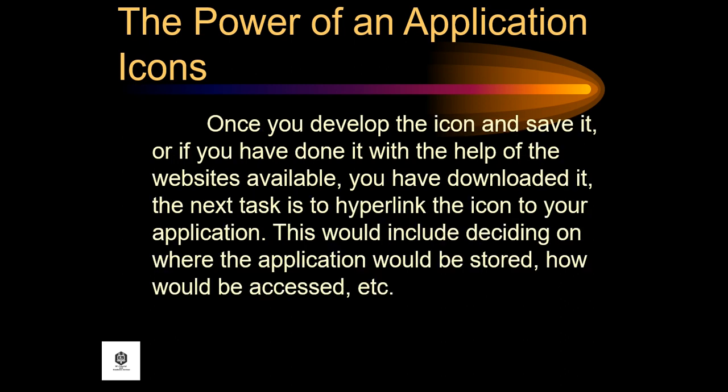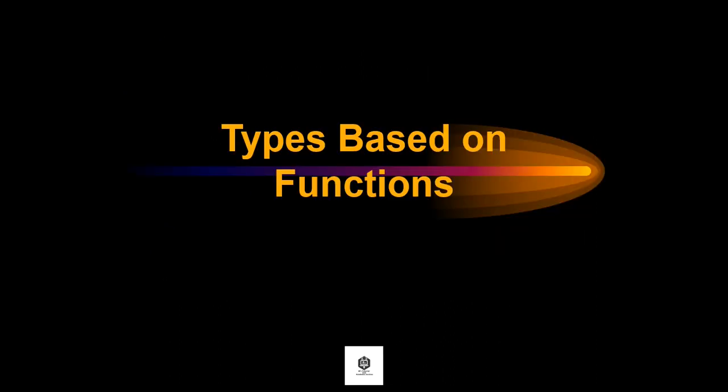Once you develop the icon and save it, or if you have done it with the help of the websites available, you have downloaded it. The next task is to hyperlink the icon to your application. This would include deciding on where the application would be stored, how it would be accessed, or so on. Let's proceed to the types based on functions.